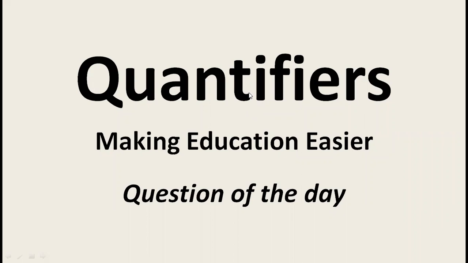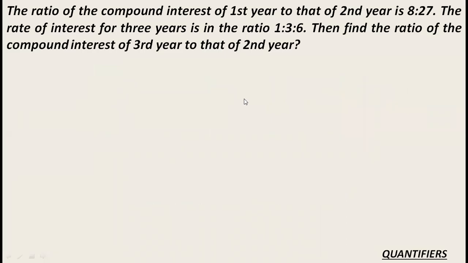So in our seventh day of the quiz, we are going to discuss a very good question on simple interest and compound interest. So let's read the question first. The ratio of compound interest of first year to that of second year is 8:27. So we are talking about compound interest ratio. Compound interest for first year, compound interest for second year.